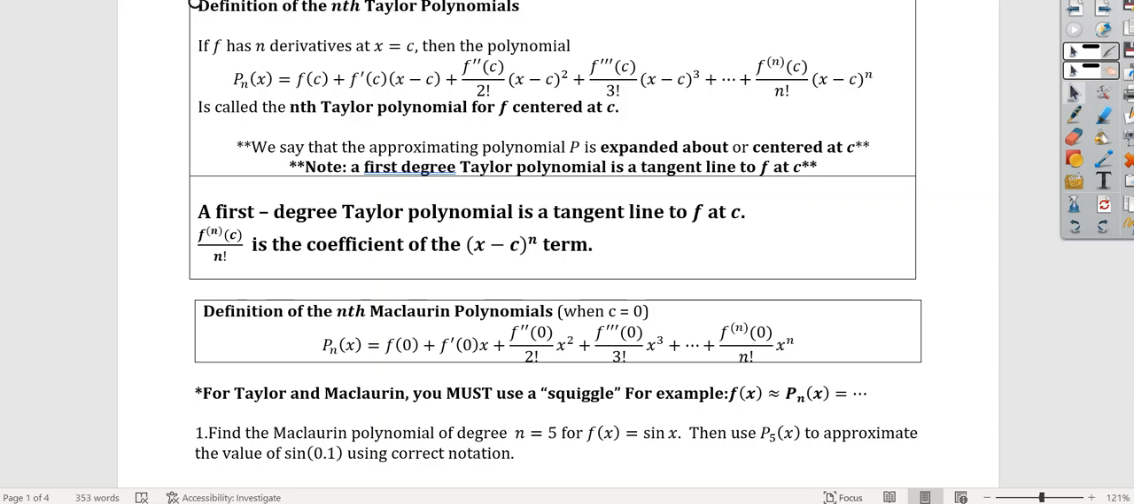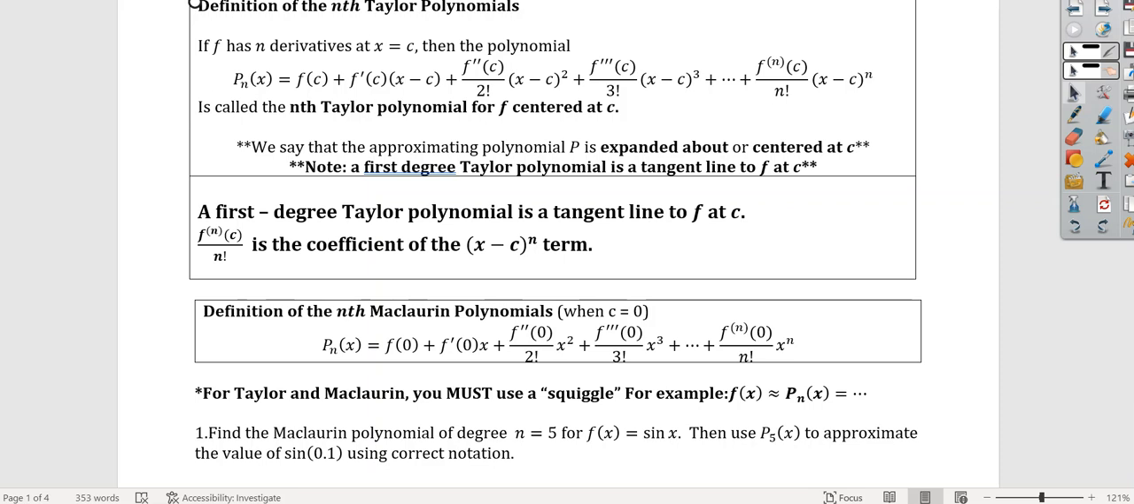There's something called a Maclaurin polynomial. It is literally the exact same thing as a Taylor polynomial. It just means that it's centered at 0, okay? So you'll just be plugging in zeros everywhere you see a C. And there's really no need to write x minus 0. You could just write x. But if you want to write x minus 0, that's fine.